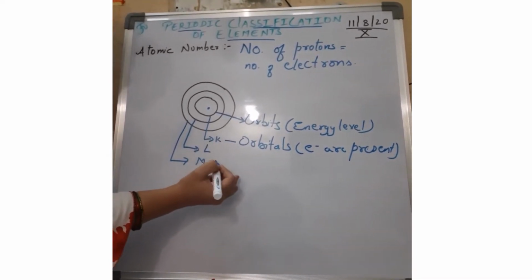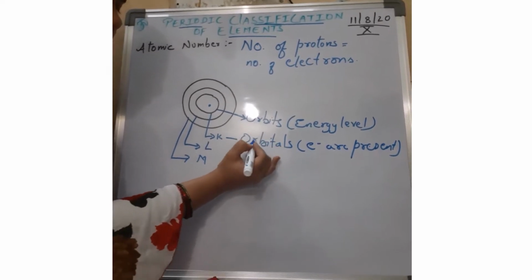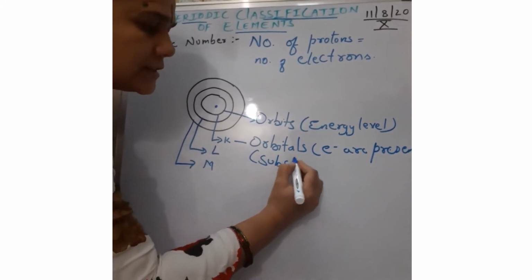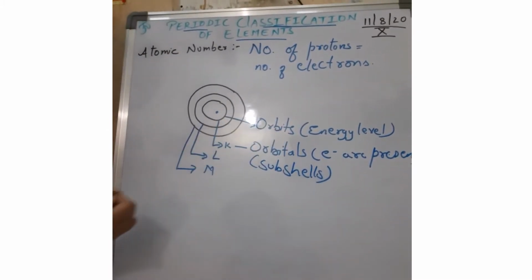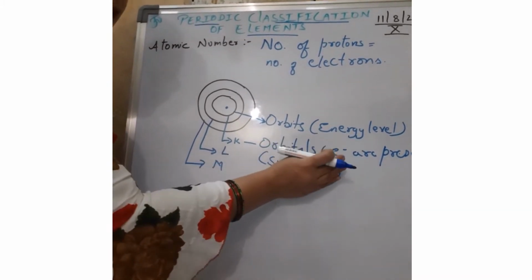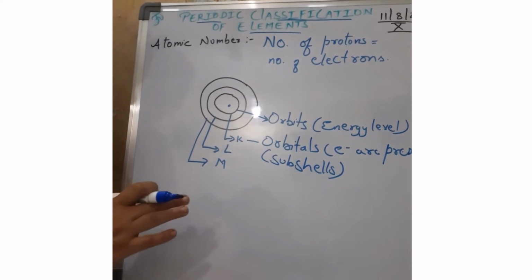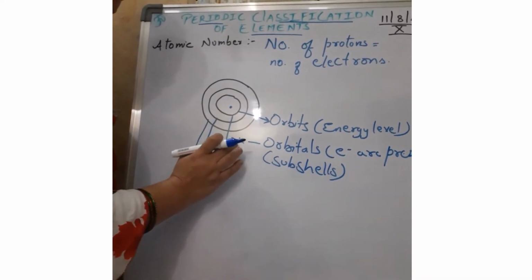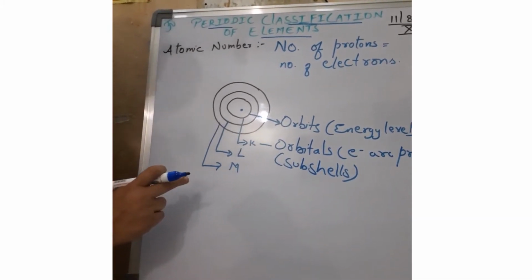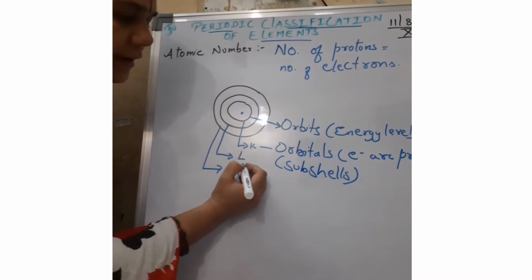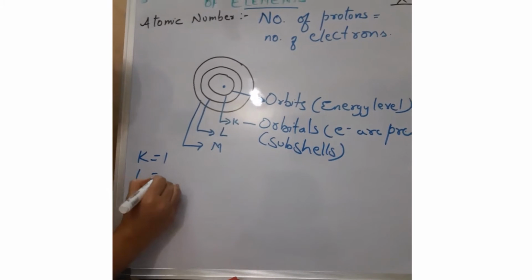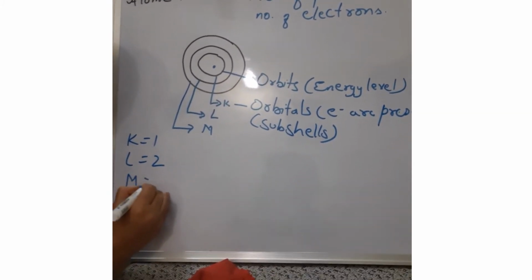You have all learned this, so let us have a recap. Each shell will have orbitals, which are also called subshells. These subshells are the areas where you have a probability of finding the electrons. As many orbits as there are, that many subshells will be present. Now each orbit is given a value. K is equal to 1, L is equal to 2, M is equal to 3.